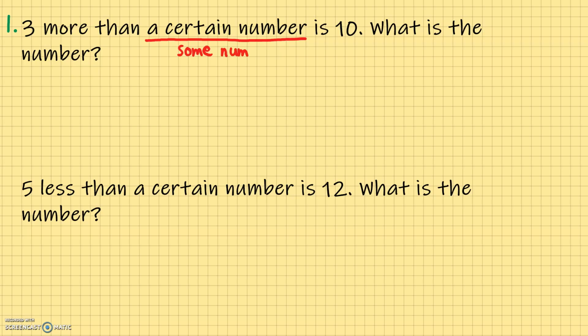You're going to see a certain number or some number a lot in algebraic expressions. And whenever you see these, a certain number or some number, this is a hint that you should use a variable, most commonly x. So you should use an x, a letter, because we don't know what this number is. It just says a certain number. And whenever we don't know something, we just use a letter. We can't use a number here because we don't know what that number is.